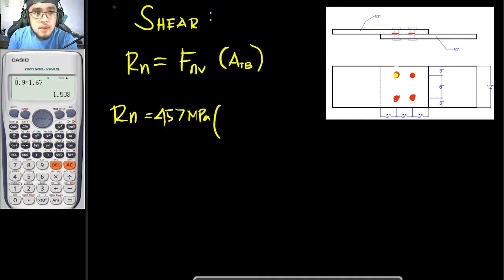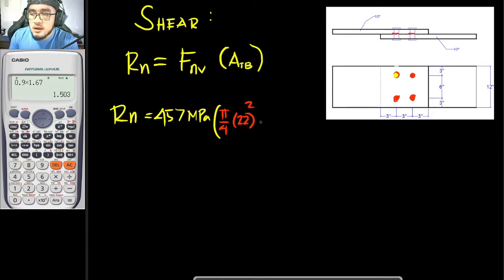And for the area of the shear, ano ba yung area ng bilog? Pi over 4 times diameter squared. And the diameter of the bolt is to be equal to 22. Guys, diameter ng bolt to, hindi diameter ng hole. So 22, not 26. So 22 squared.